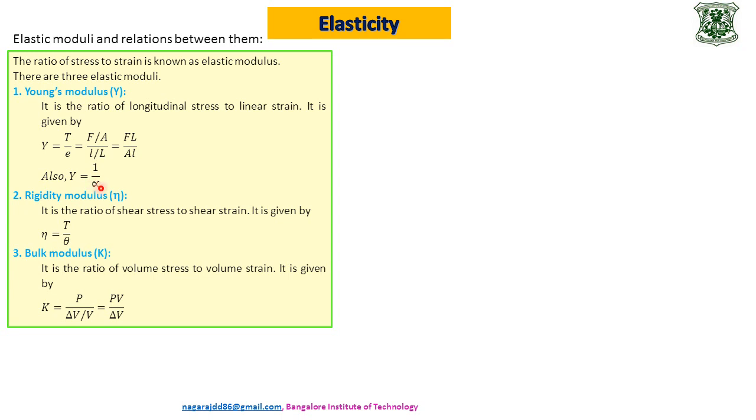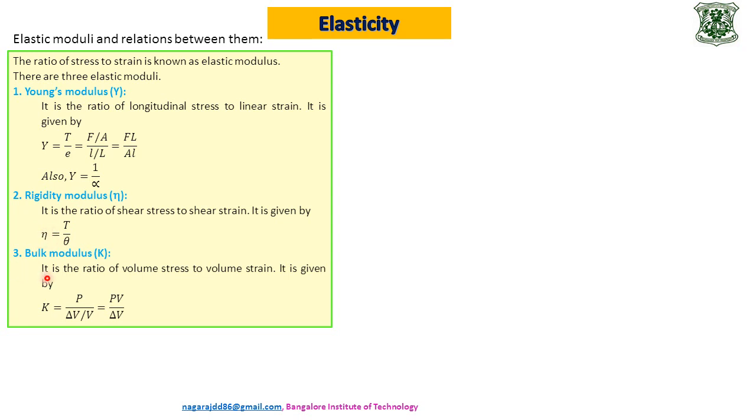You know what is alpha? Longitudinal strain coefficient. I just give you a small assignment. Just try to convince yourself that how Y is 1 by alpha. Next, rigidity modulus. It is a ratio of shear stress to shear strain. So it is given by eta equals T divided by theta. See, in some textbooks they use even N also for rigidity modulus.